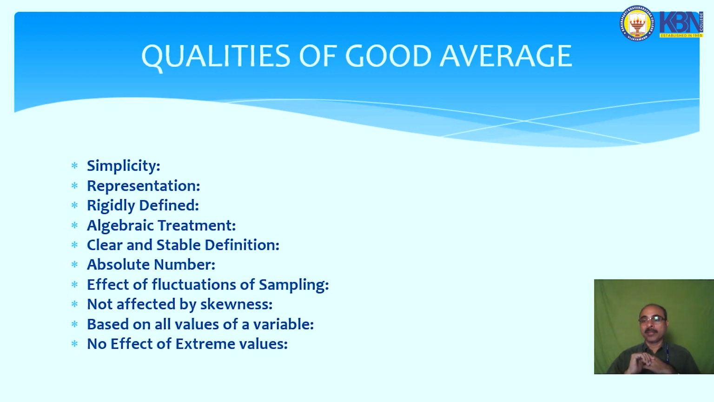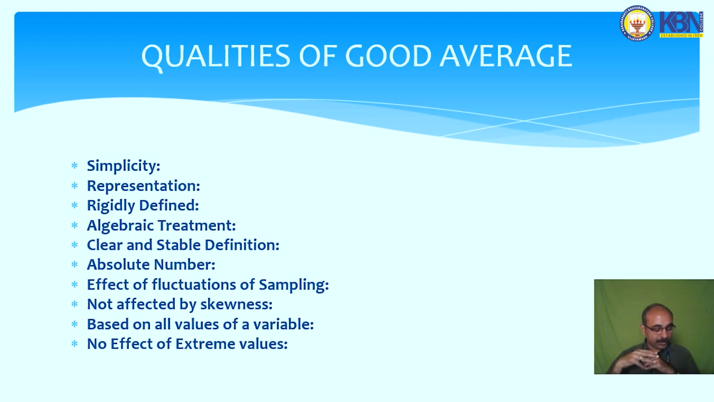Absolute number. There should not be vagueness in the answer. That means an absolute number must be represented. The average should be exact. It should not be vague. We should not say that the average is between 20 to 30. No. We have to say exactly as 23.52, 26.52. Likewise, the average must be exact, clear, absolute.